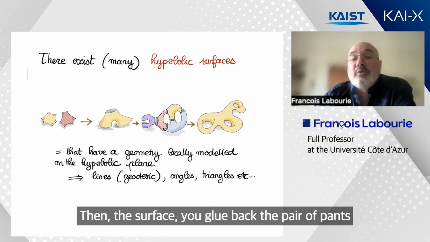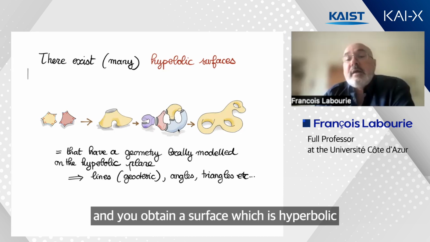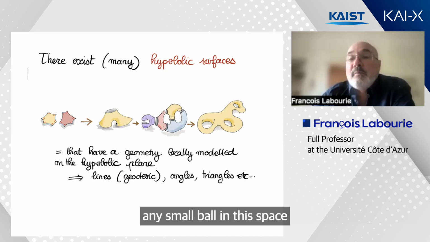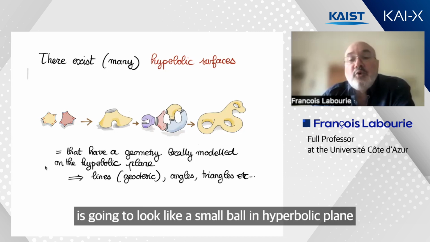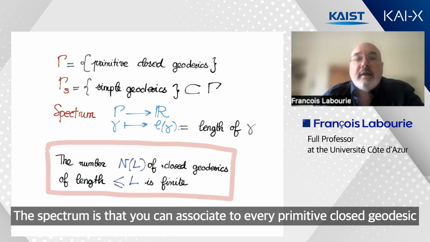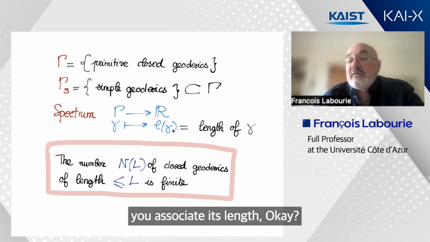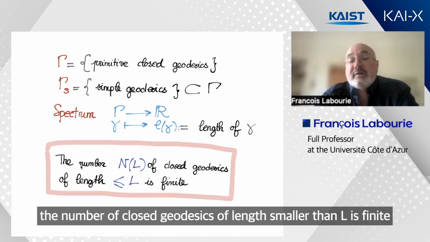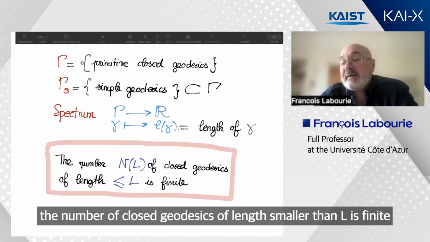Then you glue back the pairs of pants, and you obtain a surface, which is hyperbolic. So what do I mean here by hyperbolic? It means that locally, any small ball in this space is going to look like a small ball in the hyperbolic plane. The spectrum is that to every primitive closed geodesic you associate its length. Okay? So one of the basic results: the number of closed geodesics of length smaller than L is finite.